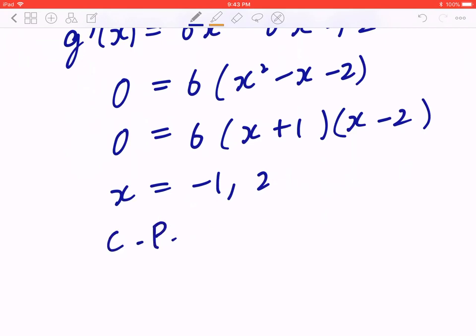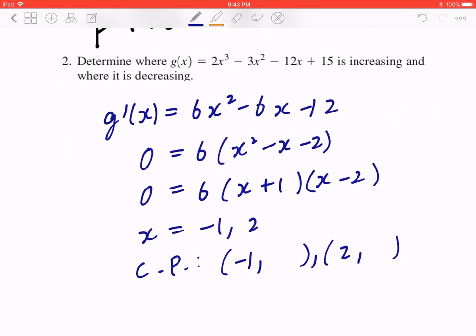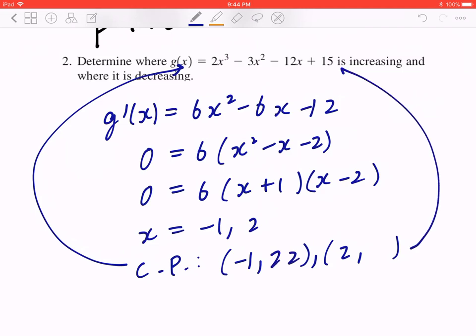Always form the habit of finding the actual points and not just the x values. If you plug negative 1 back into the function, that's going to give you negative 2 minus 3 plus 12 plus 15, and that's going to be 22. Likewise, if you plug 2 back into the function, that's going to be 16 minus 12 minus 24 plus 15, which is negative 5.